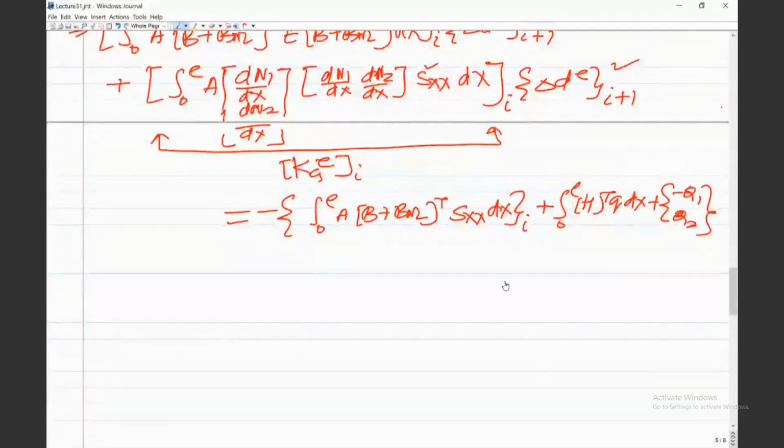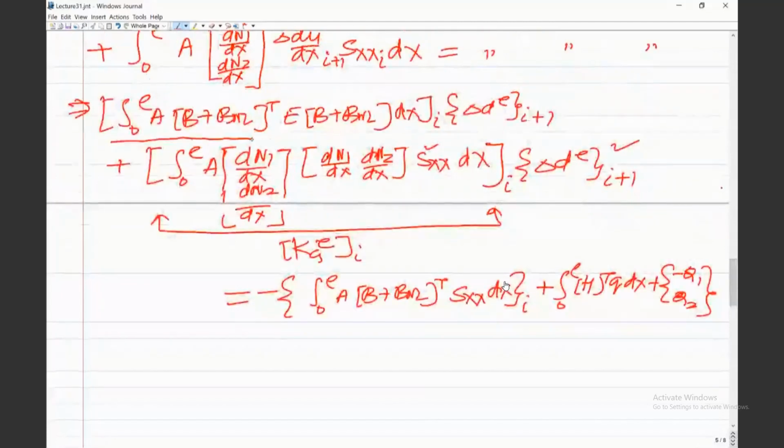Sir, in the above expression, the whole part on the LHS which is multiplied by delta D i plus 1, that is kg, right? Does it include the first integration also, the integration of B plus BNL? No, the kg I am saying is only this one. This is separate. I am only saying this matrix, just this one. Okay, sir.